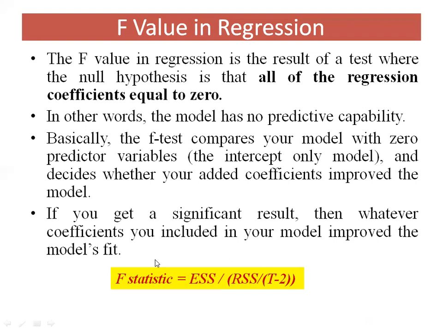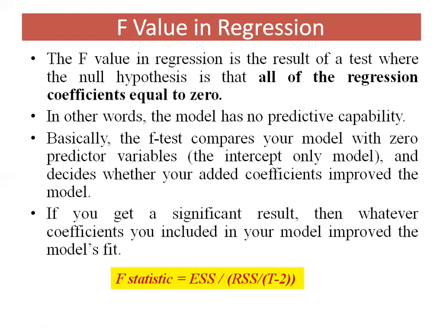So here the F statistic can be obtained by, you see the formula, ESS. You know how to obtain this, right? Summation of (y_i hat minus y bar) whole squared. RSS, summation of (y_i minus y_i hat) whole squared, then T minus 2. T is the number of observations.